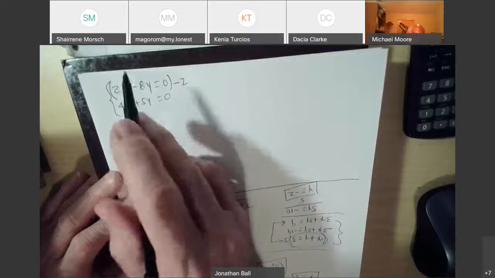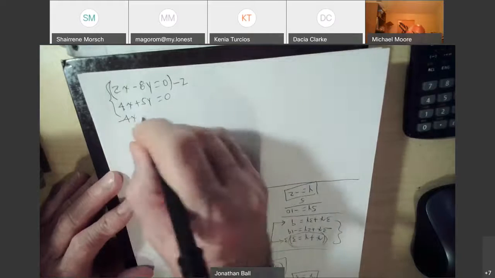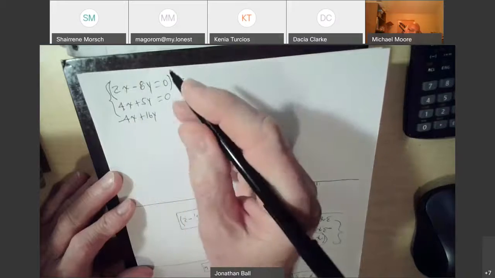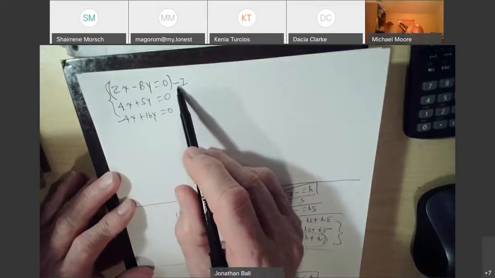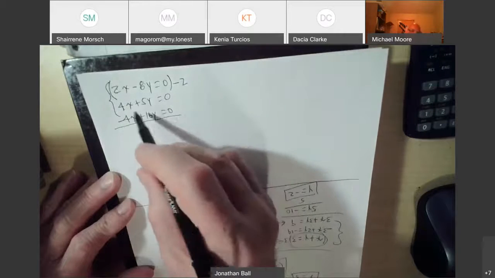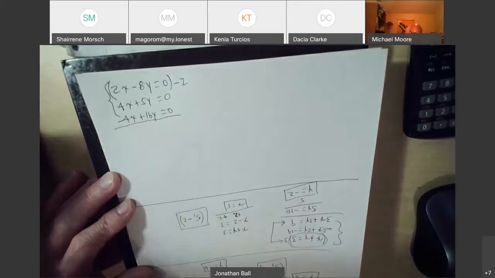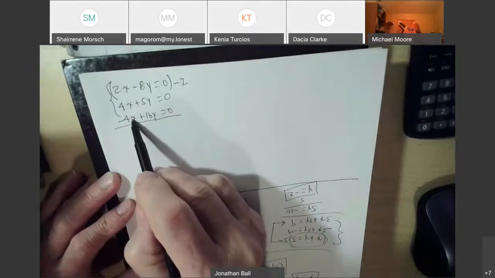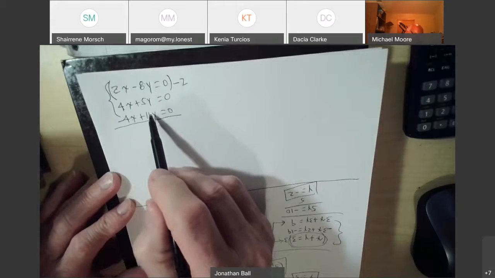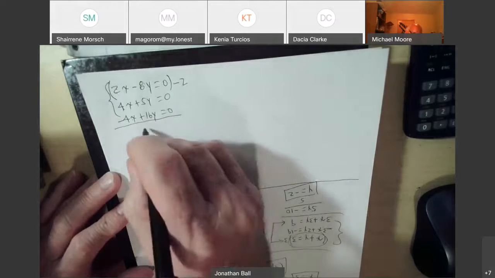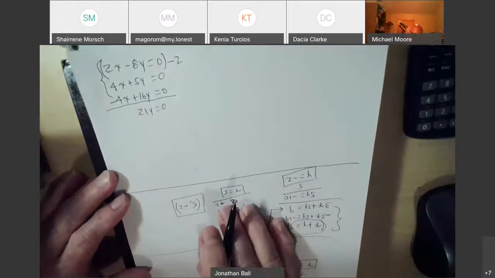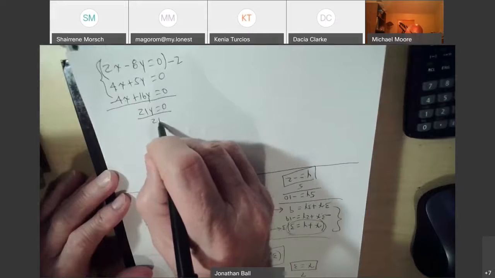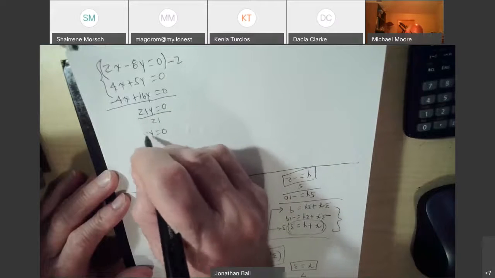Negative 2 times 2 is negative 4x plus 16y equals 0. Okay, we multiply everything in here by negative 2. Because what do we ultimately want? We want to eliminate one of the variables. And this was the easiest one to do. 4x minus 4x is 0. 5y plus 16y is, what was that, 21? 21y equals 0. Divide by 21, so y is 0.